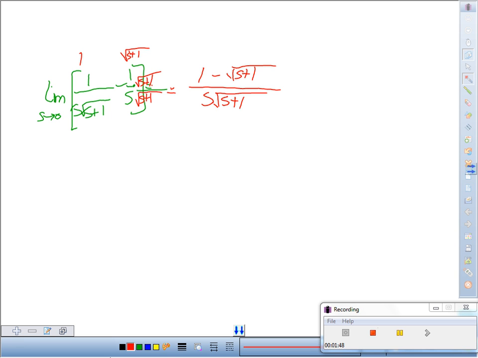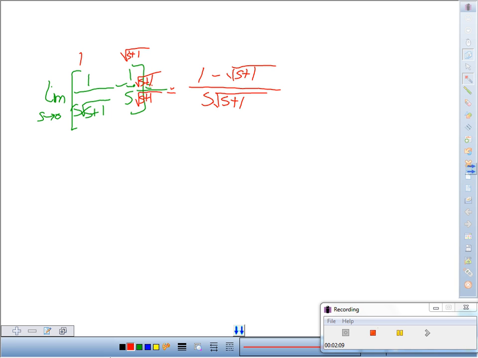Let's see. So what happens if we try to, at this point, go to 0, then we still have a problem in the denominator. We still get a 0 in the denominator, right? So we might have to think about some other thing we can do. We do see a radical here, so maybe let's try that.